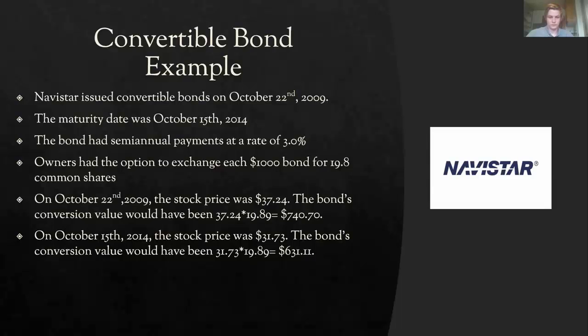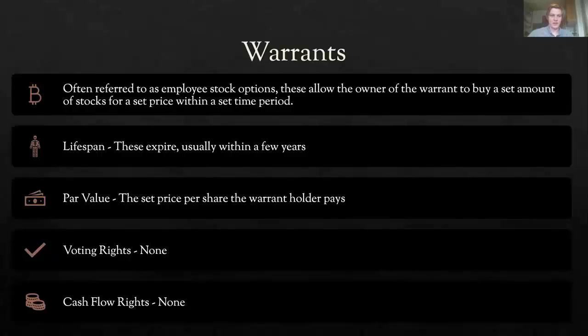And so looking at when the bond expired on October 15th, 2014, 5 years later, the stock price dropped to $31.73. So the bond conversion value is going to be lower. And so the calculation for that would be that $31.73 stock price times that 19.89 in common shares. So that would give you the bond conversion value as of October 15th, 2014 of $631.11. Okay, warrants. These are often referred to as employee stock options.